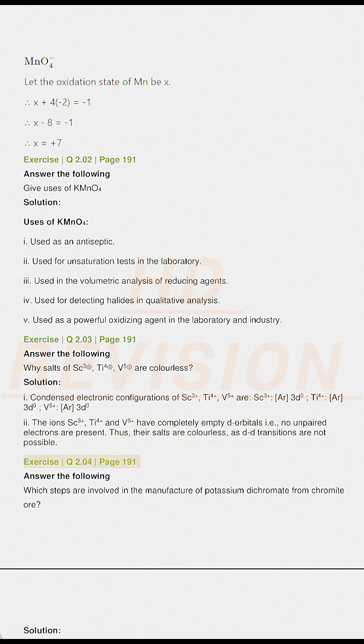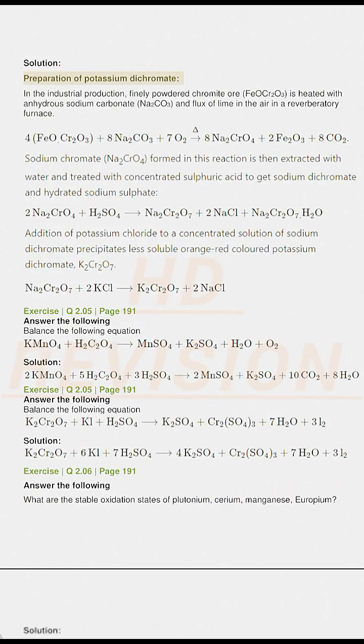Exercise Q 2.04, page 191. Answer the following. Which steps are involved in the manufacture of potassium dichromate from chromite? Solution. Preparation of potassium dichromate. In the industrial production, finely powdered chromite or FeO.Cr2O3 is heated with anhydrous sodium carbonate, Na2CO3, and flux of lime in the air in a reverberatory furnace.